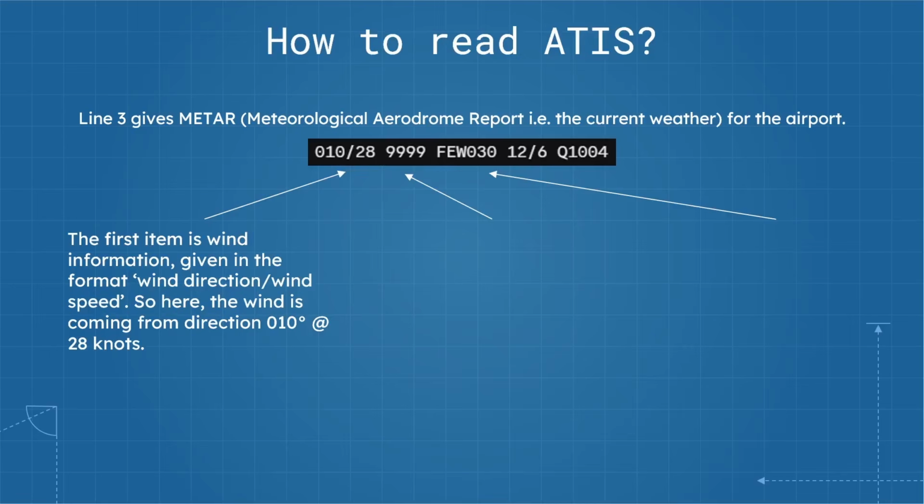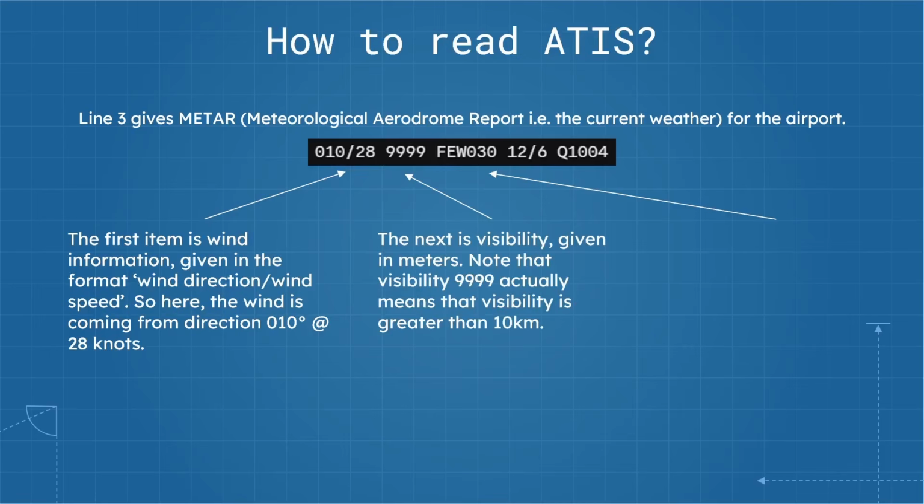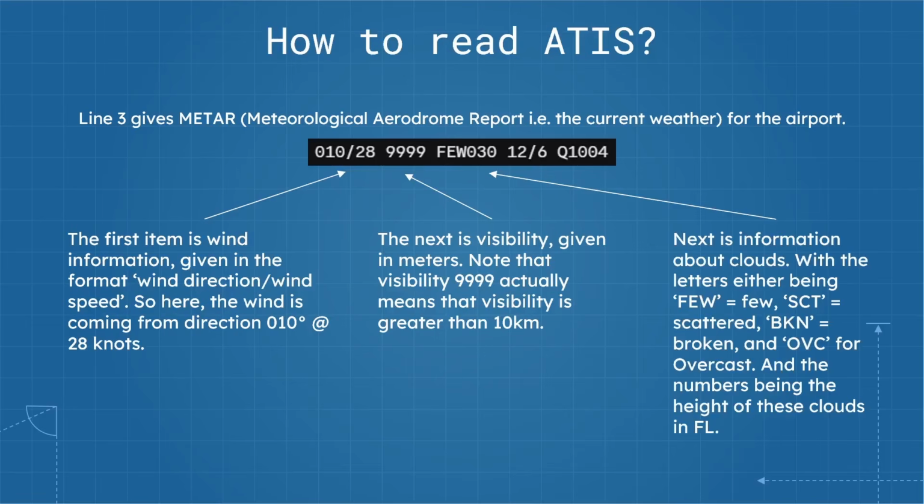The next value given is visibility, given in meters. Note that visibility 999 actually means that visibility is greater than 10 kilometers. On ATC 24, this value never changes. Next is information about clouds, with the letters either being FEW, meaning few, SCT, meaning scattered, BKN, meaning broken, or OVC, for overcast, and the numbers being the height of these clouds in flight level. So the example here is few clouds at 3,000 feet.